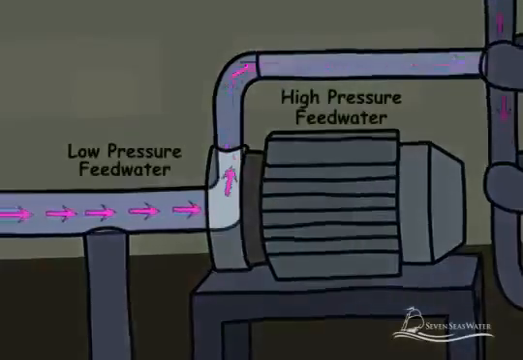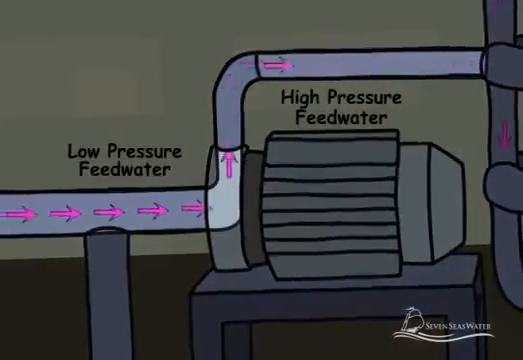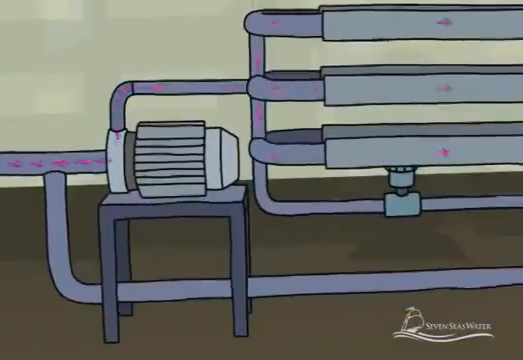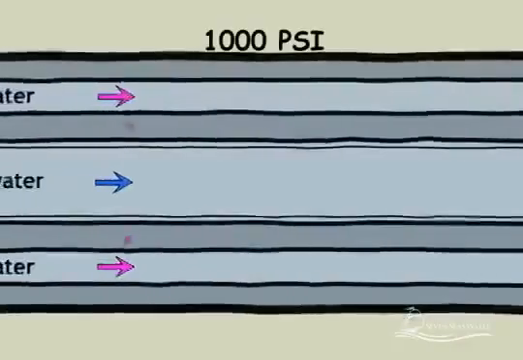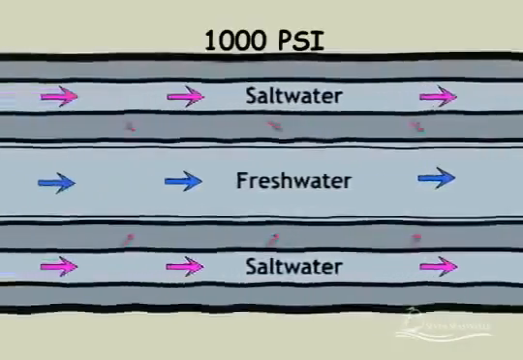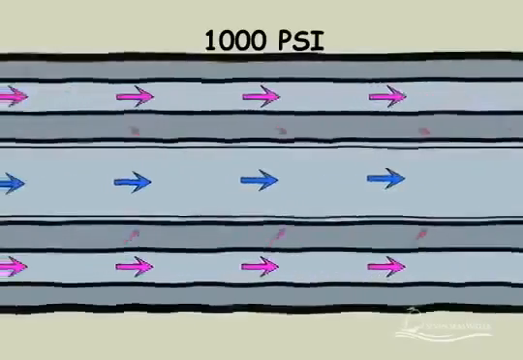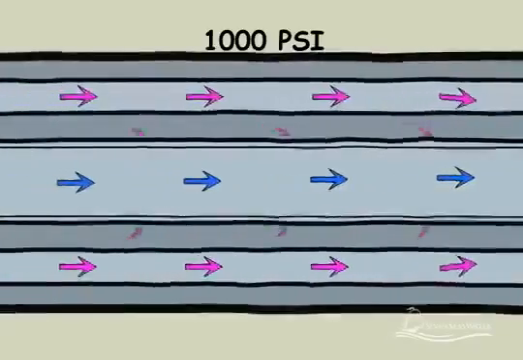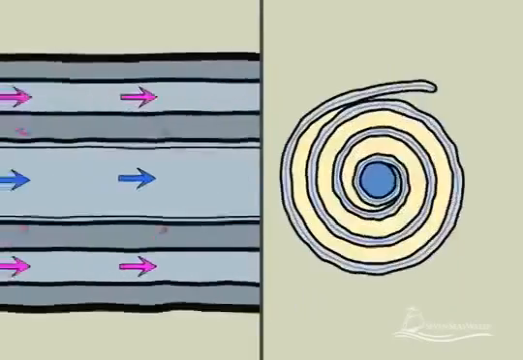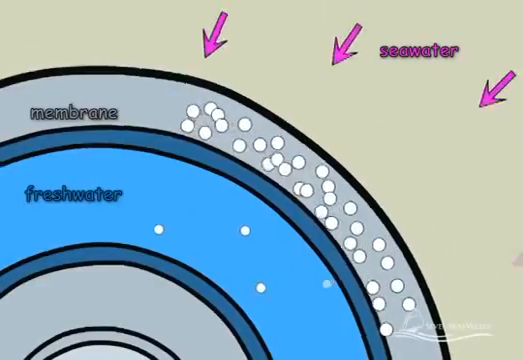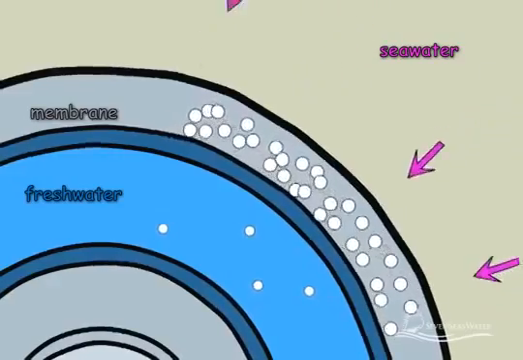High-pressure pumps increase the pressure of the seawater up to 1,000 psi. The pressure needs to be sufficiently high to overcome the naturally occurring osmotic pressure and force water from the saltwater side through the reverse osmosis membranes to the freshwater side. The salt particles in the seawater are prevented from passing through the membrane to the freshwater side and remain behind on the concentrated saltwater side.